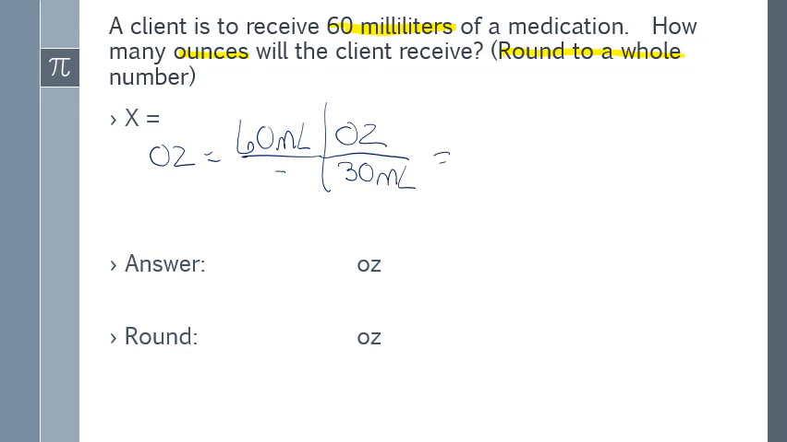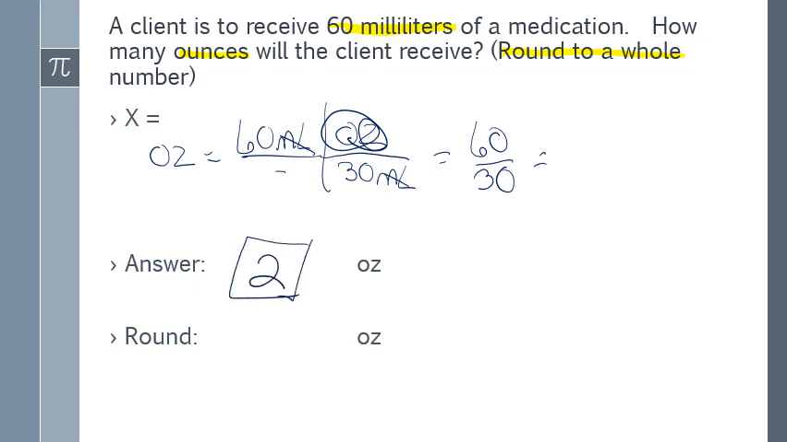And again, this is one very common conversion that you will want to commit to memory. What we're left with is ounces, and then you can just take 60 divided by 30, and that leaves you with 2 ounces and no rounding.